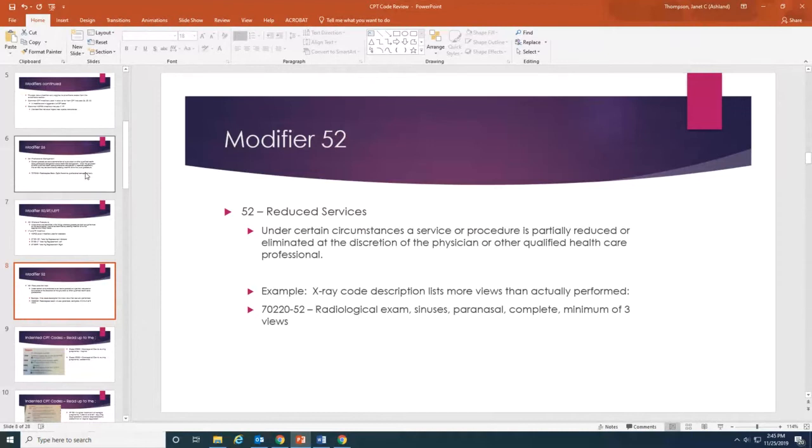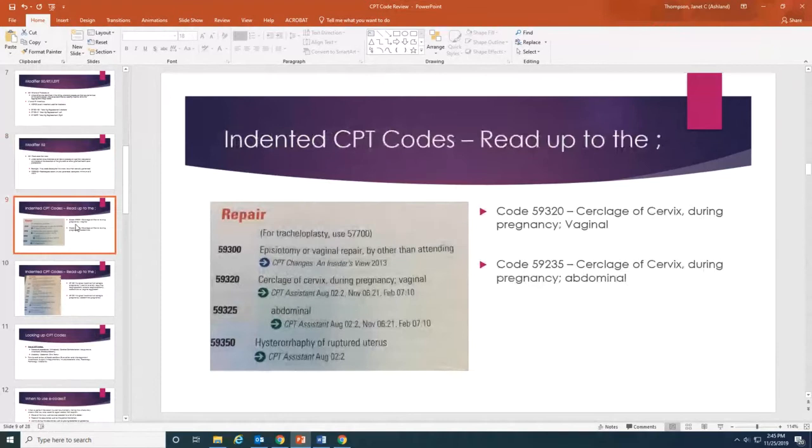Modifier 52, we covered this recently with radiological services. It can apply to other areas as well, but 52 is reduced services. So under certain circumstances, a procedure is partially reduced. Like I mentioned earlier, modifiers will either increase or decrease a procedure's monetary reimbursement. So this is going to be a reduction. An example: 70220-52, a radiological exam of sinuses, complete, minimum of 3 views performed. Let's say I only performed 2 views or 1 for whatever reason. Then I append that modifier and I'm correctly reimbursed. Otherwise, I'd be getting more reimbursement that I didn't necessarily earn.